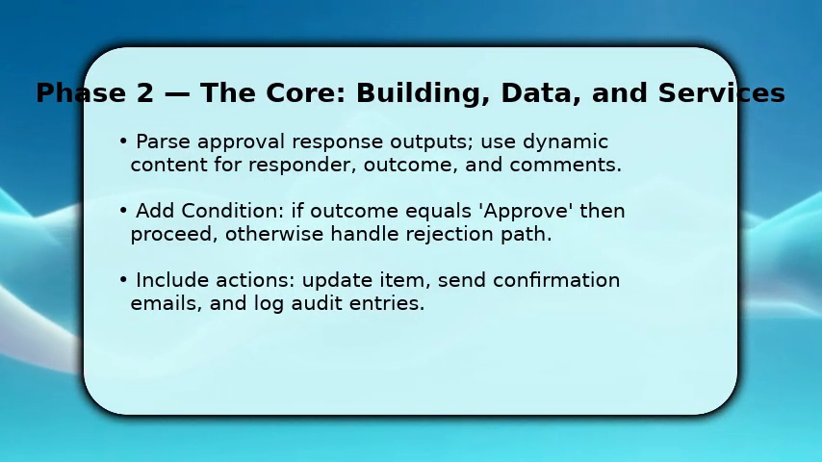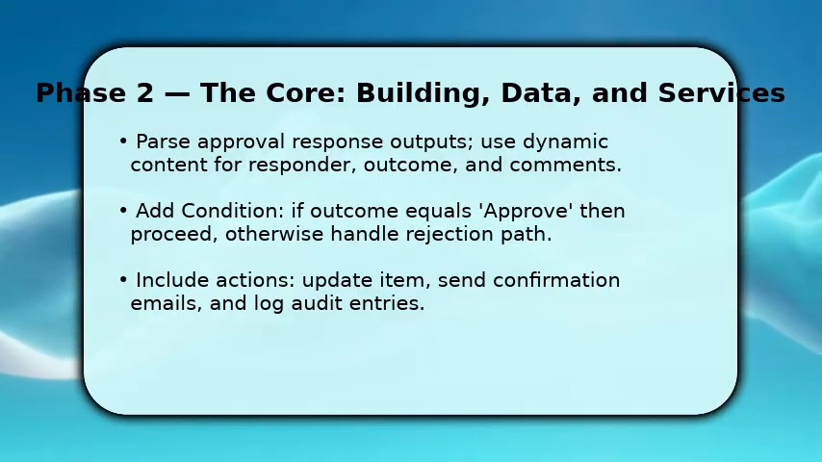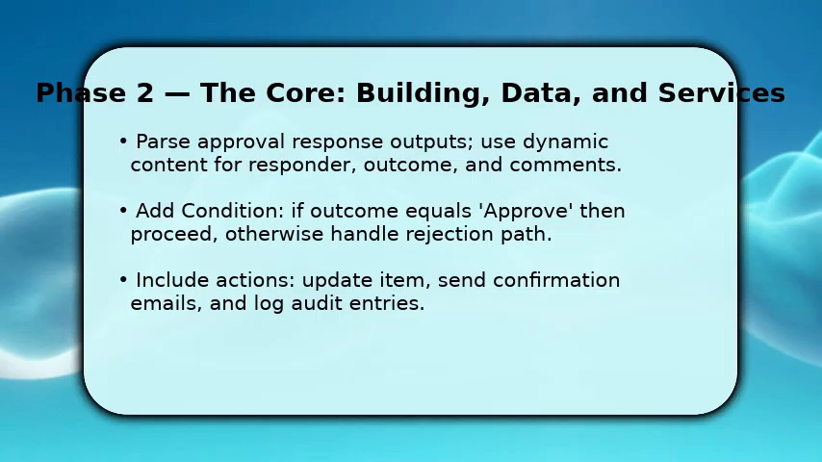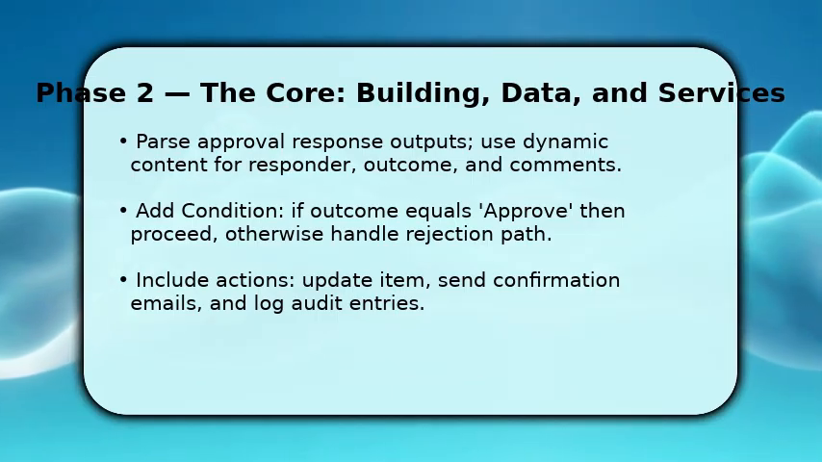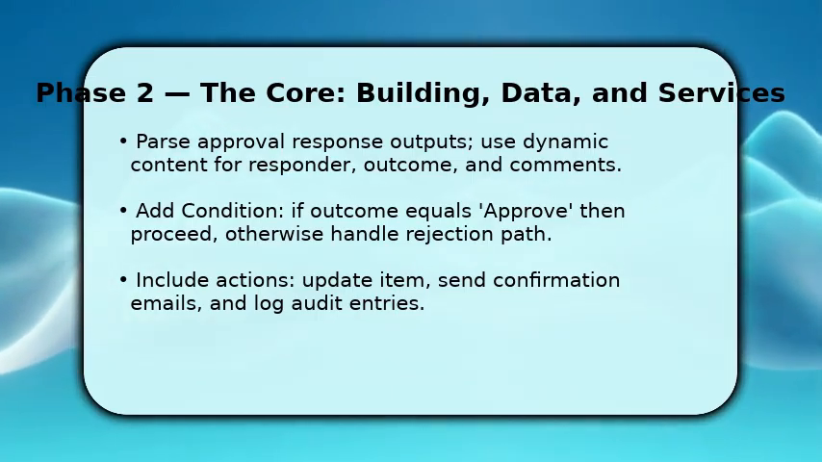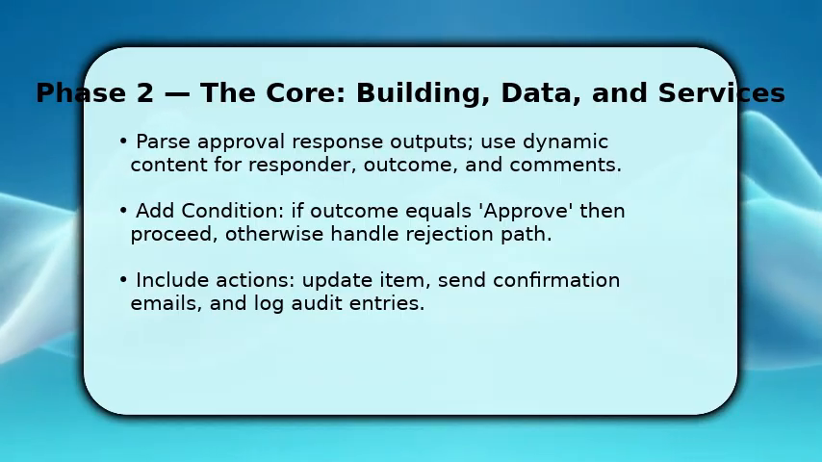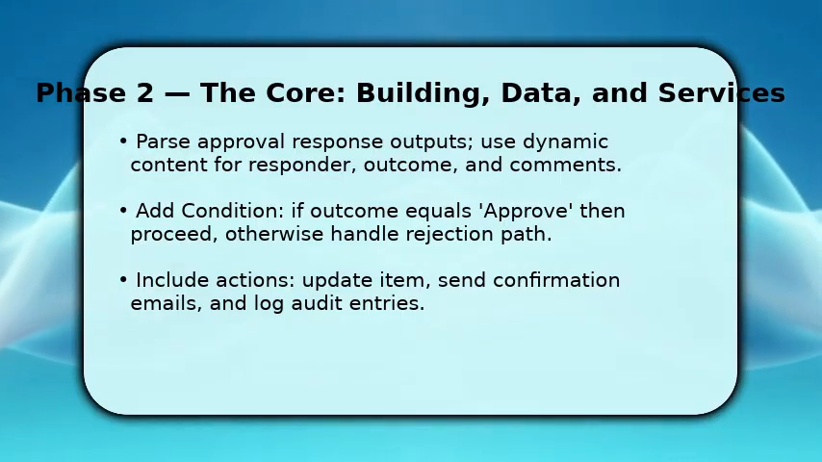In the approve branch, update the item status, send confirmation emails, and create an audit log entry. Make sure to set retry policies for external actions and to include timeout handling so the flow remains reliable when an approver is slow or unavailable.